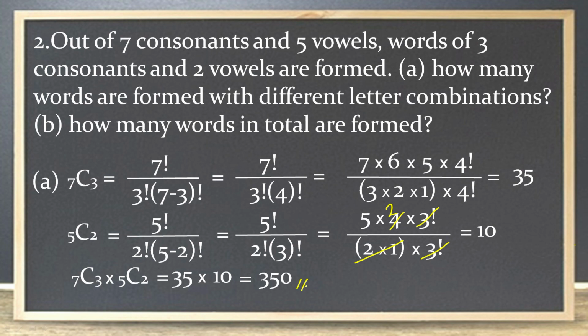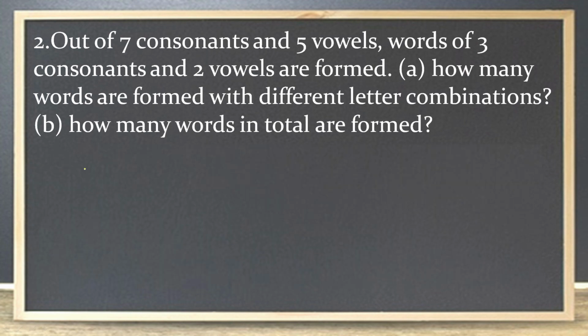All right, so let us look at B. For B, it says how many words in total are formed. For this problem, we will have 5-letter words that will be formed because we have 3 consonants and 2 vowels. That's 5 letters. So all of these words that will be formed here contain 5 letters. So we are going to find the permutation for the 5 letters, taking all 5 at a time.